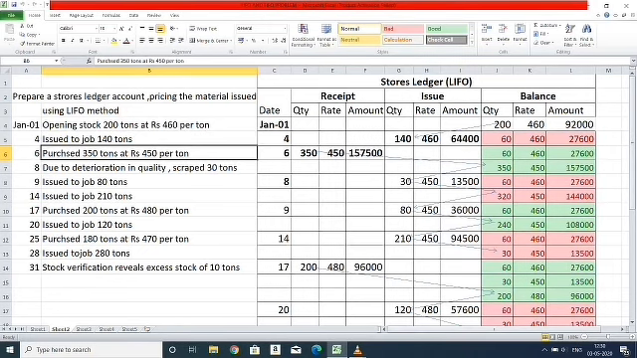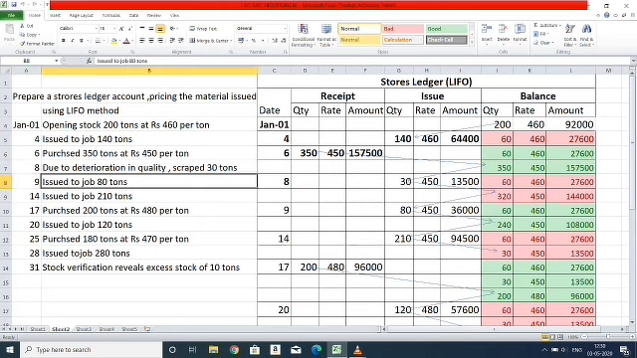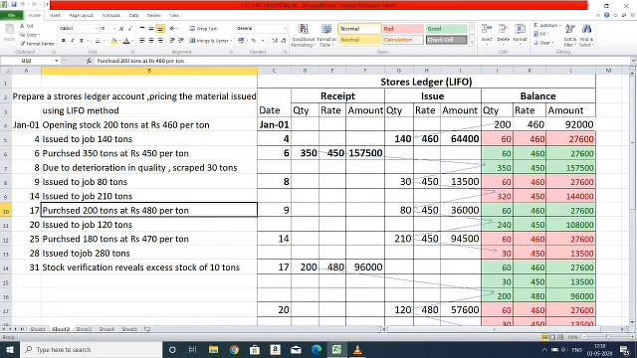January 6 purchased 350 tons at 450 per ton. January 8 due to deterioration in quality scrapped 30 tons. January 9 issued to job 80 tons. January 14 issued to job 210 tons. January 17 purchased 200 tons at rupees 480 per ton.